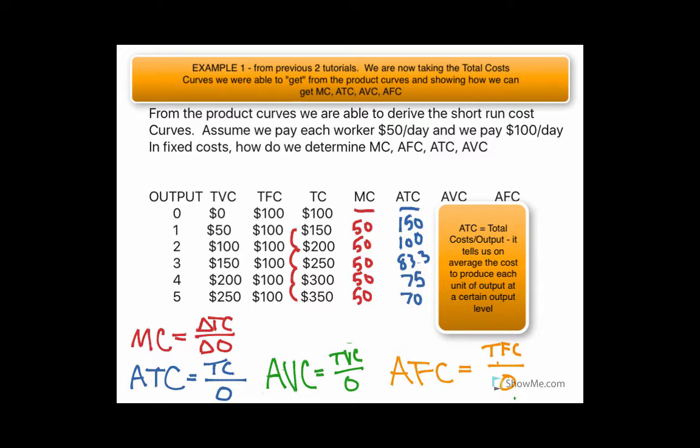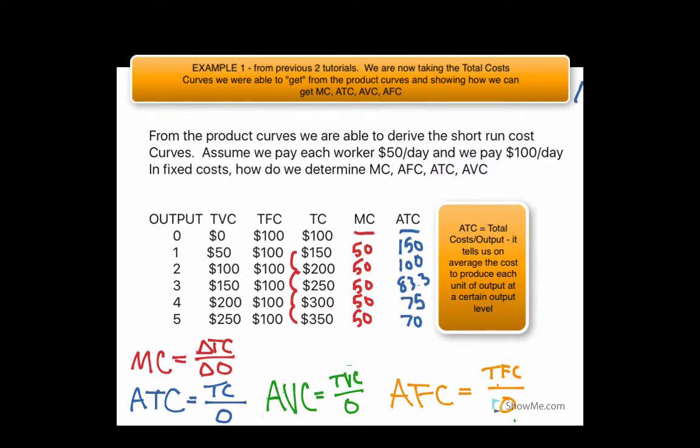So notice that the average total cost curve is decreasing with output. And remember that average total cost will eventually go back up. We just don't see it at this level of output that we have here.